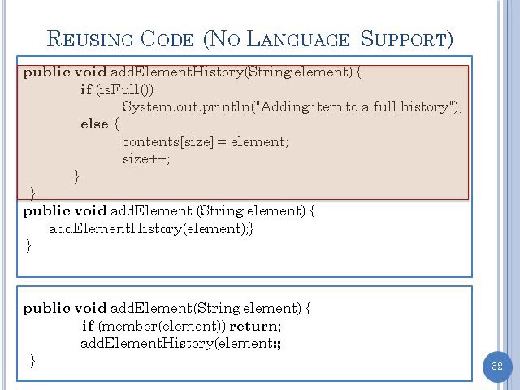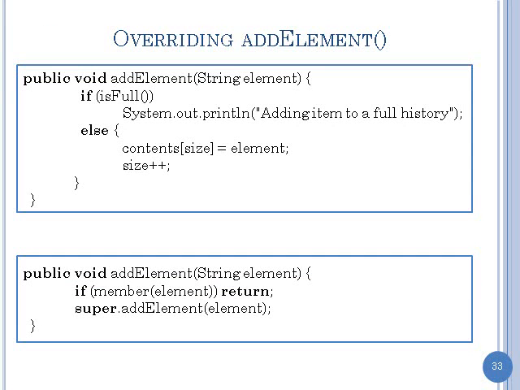Other things? Okay, so this is what you could do, but I have to create add element and add element history, and all these questions arise. Why did I have to have two methods? So we can do what was suggested earlier. I can just say if member element return, and in fact, when I create a new method with the same signature, I don't entirely hide the inherited methods. I can refer to the inherited methods by saying super add element.